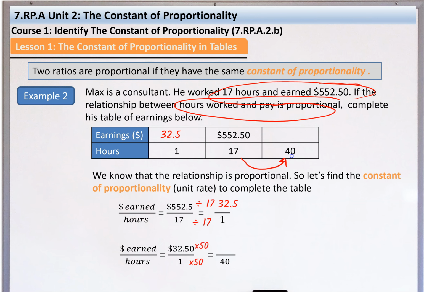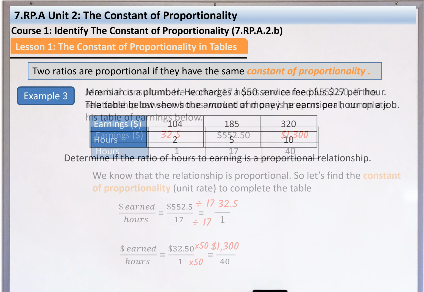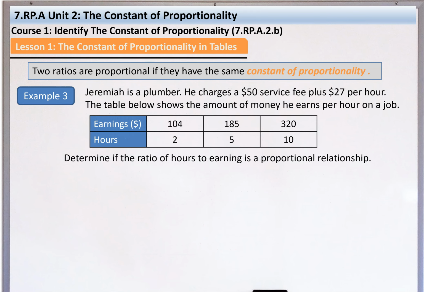That means that he makes 50 times. I keep doing that. It's 40. He makes 40 times that. Let me check that number. I was right. I wrote 50, but I did 40. Okay. So if he works 40 hours, he should make $1,300. I think we have one more, then we'll break.